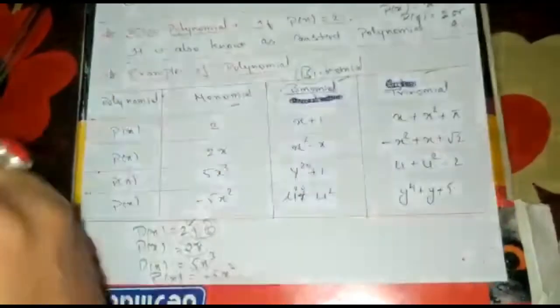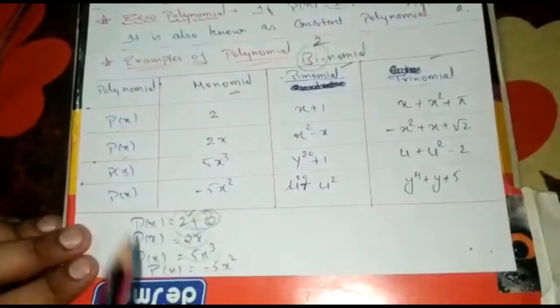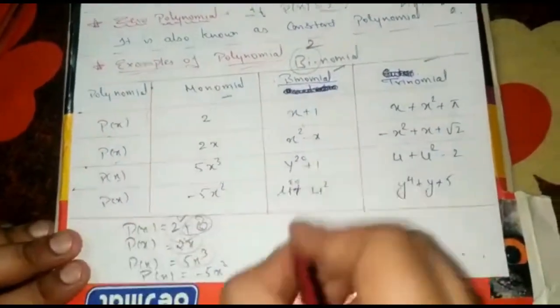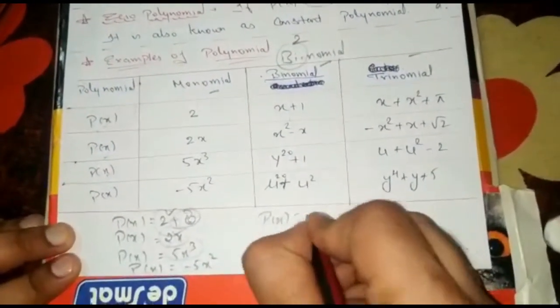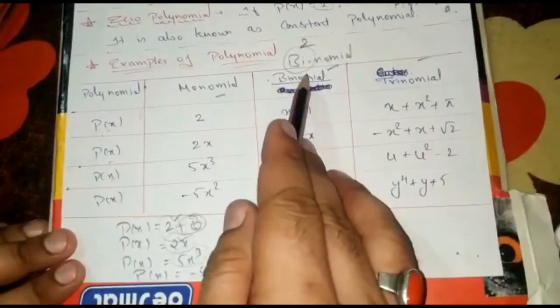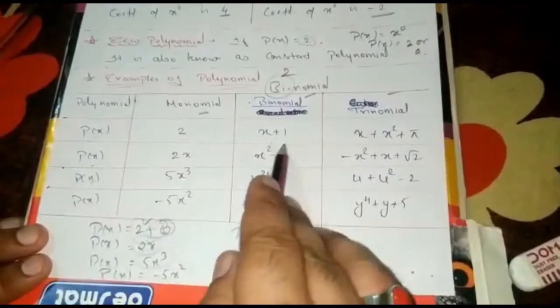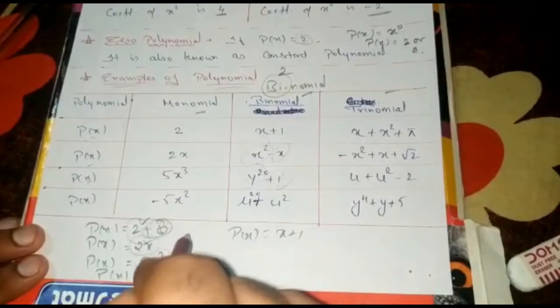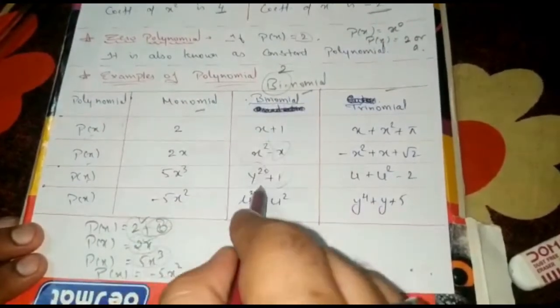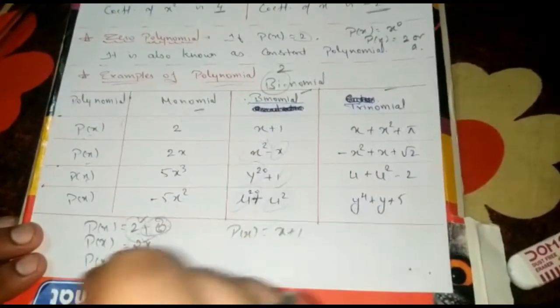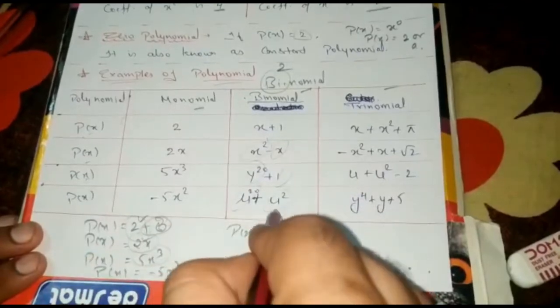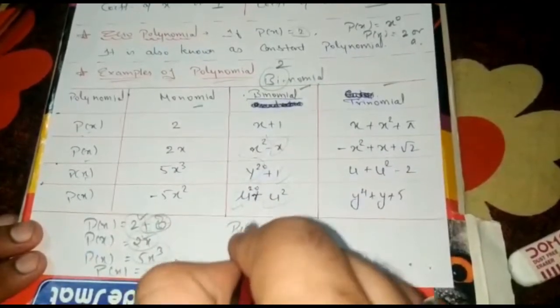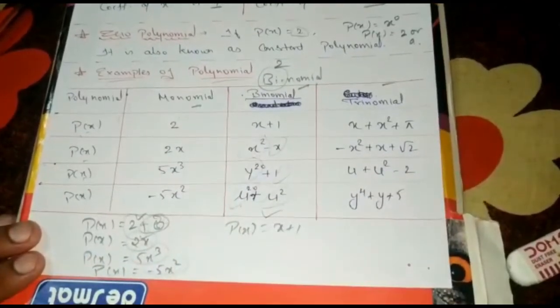Now binomial, as is clear from its name, bi means two. That means this particular polynomial consists of two terms. For example, x + 1. Another example of a binomial is x^2 - x, which also consists of two terms. y^20 + 1 is also an example of a binomial. u^20 + u^2 consists of two terms, so this is also an example of a binomial.